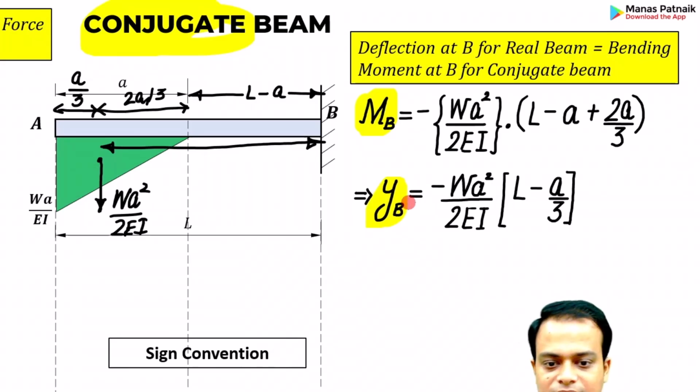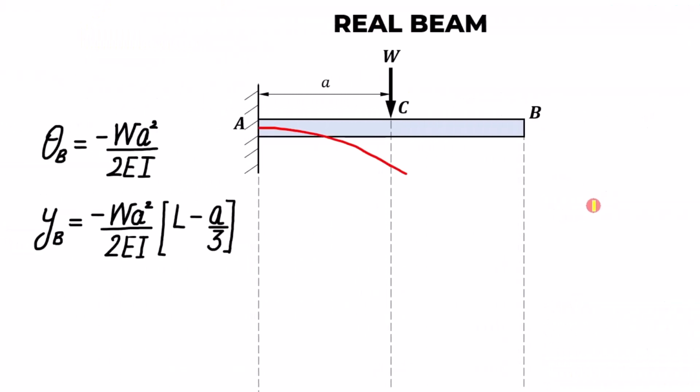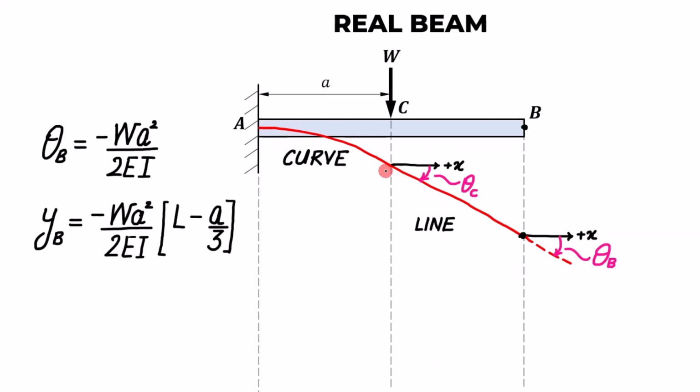Okay, so 15 minutes are over. The problem is also over. It has been solved. And let me just review the result for you. What do we want? Sir, we want the slope and the deflection at this free end. Here it is. Please note that this portion of the beam will be bending in a sort of curvy fashion, whereas the portion beyond C until you reach B is a linear one.